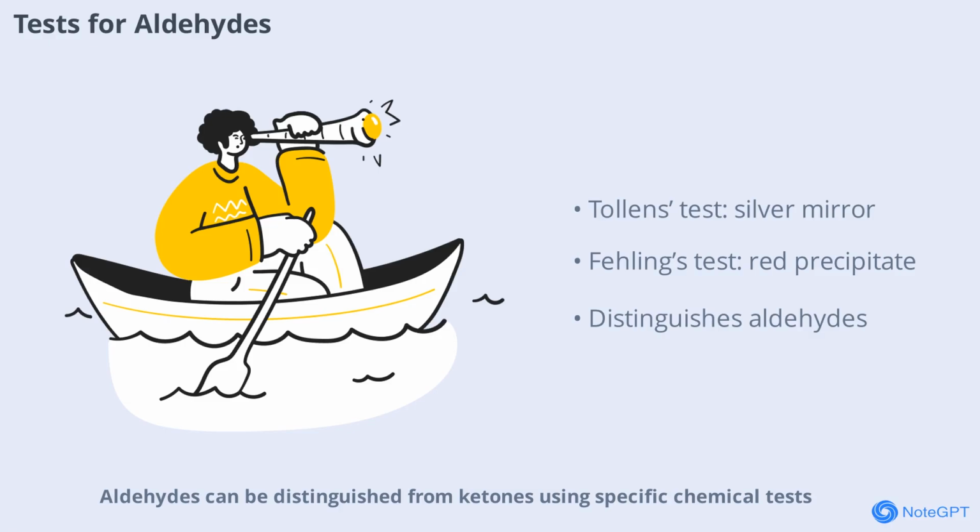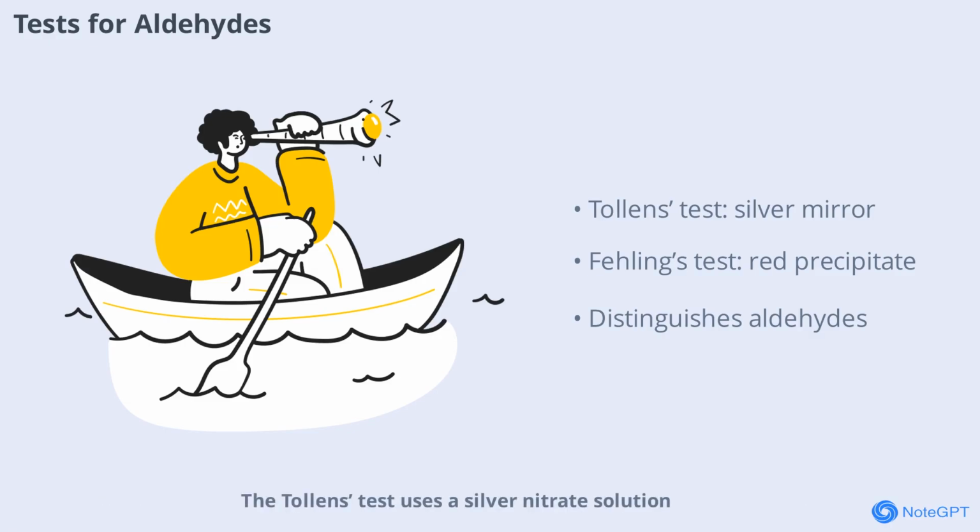Aldehydes can be distinguished from ketones using specific chemical tests. The Tollens test uses a silver nitrate solution, which forms a silver mirror with aldehydes but not with ketones. The Fehling's test is another method where aldehydes reduce blue copper(II) ions to red copper(I) oxide. These tests are valuable tools for identifying functional groups in unknown compounds.